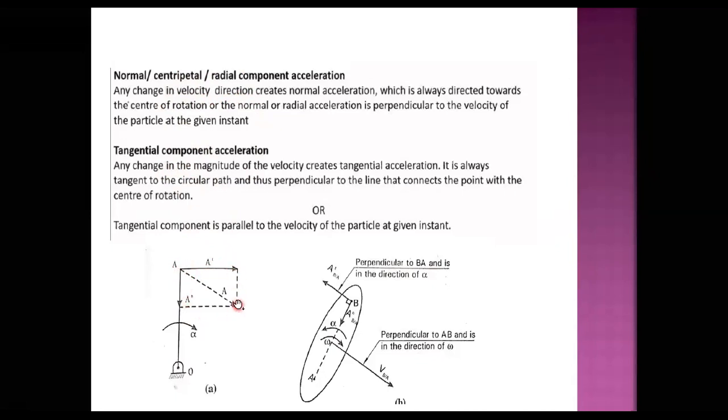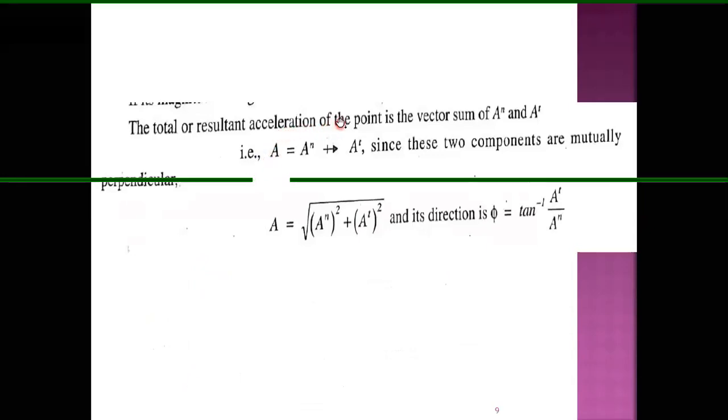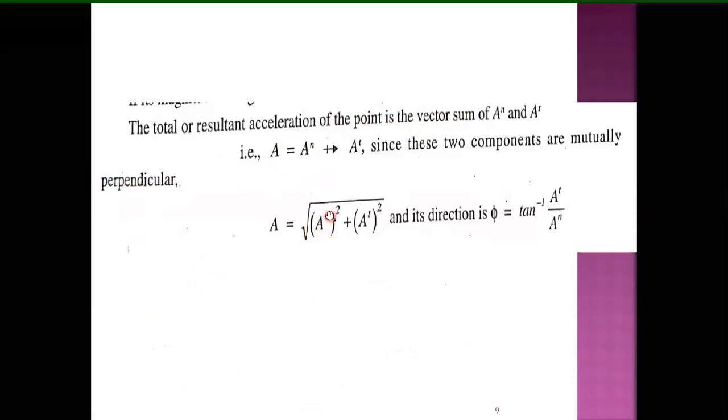When you take the resultant for this, that is called A, which gives the linear acceleration. Therefore A is the resultant of tangential acceleration as well as normal acceleration. So capital A is the total resultant acceleration at point A, that is equal to the sum of normal acceleration plus tangential acceleration. How will we find the resultant? We know that it is the root of an square plus at square.